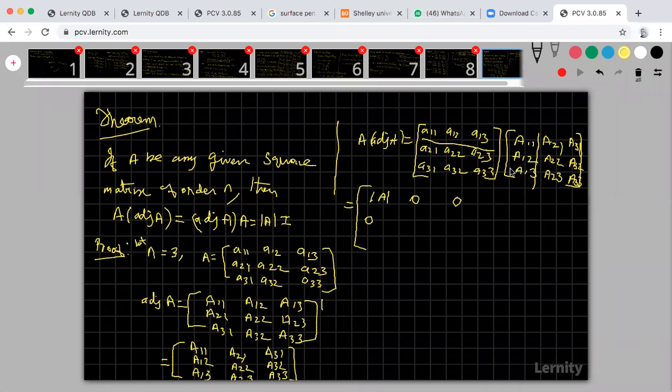But look at the second row, second column: A21, A21, A22, A22, A23, A23. So I am getting determinant of A. The determinant of the given matrix A only. And the second row, third column is also 0. Similarly, third row, first column, third row, second column, third row, third column, this is determinant of A.